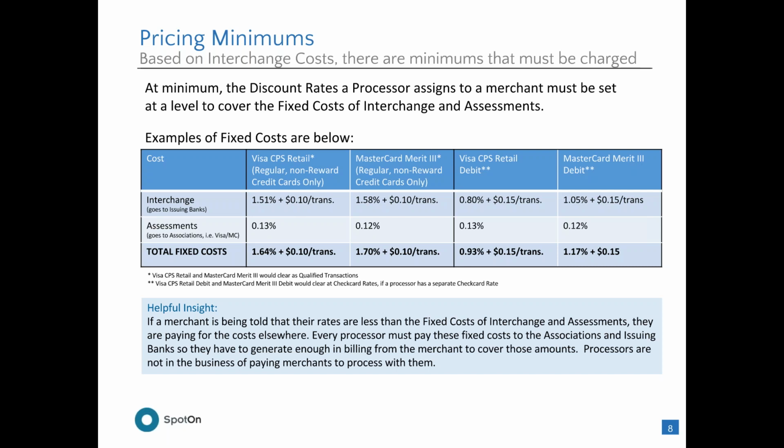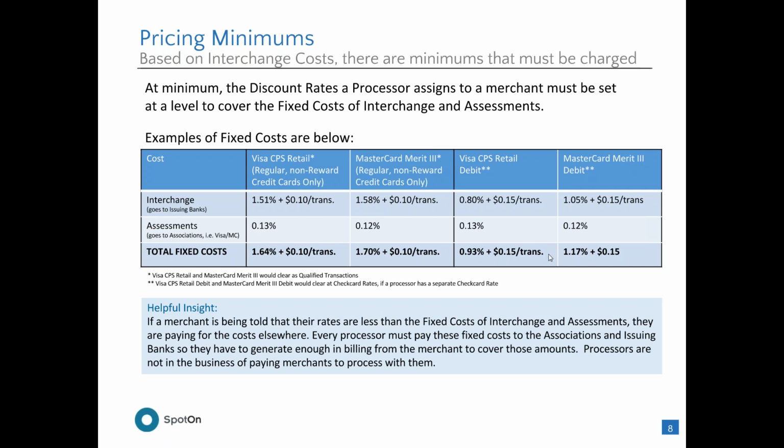On the left-hand side, you'll see here, these are retail transactions. So these are retail credit card transactions. These are not rewards cards. These are just your standard Visa or MasterCards. And these are the fixed costs associated with them. You'll see that these are the interchange costs right here on the first row. Then on the second row, we have those assessments that I talked about. And then in total, you'll see what the total fixed costs are. On the right-hand side, we have the retail debit transactions, the fixed costs, and the assessments, and then again, total costs.